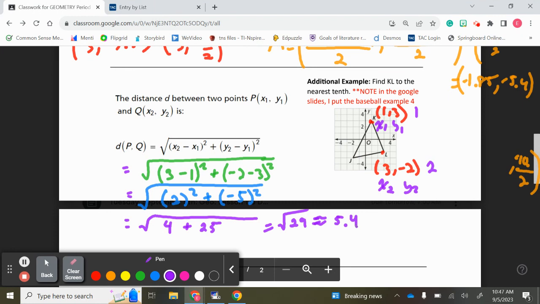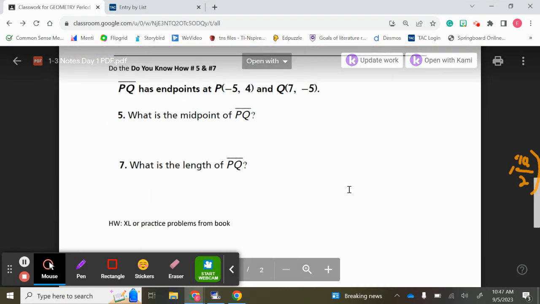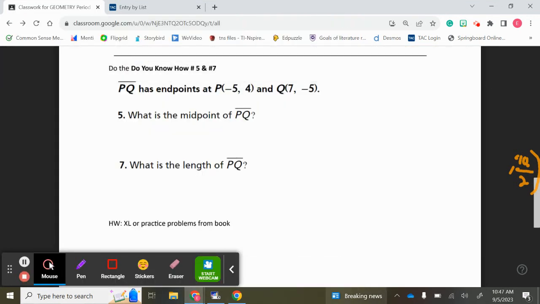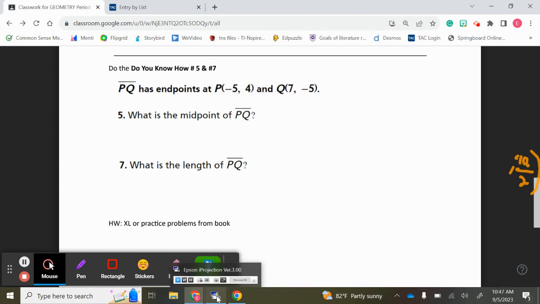All right, any questions on this? What can I address here? All right, let's take a look at the backside. Now these are straight, oh my gosh. These are straight from the companion, okay? So you don't need to look at your companion.